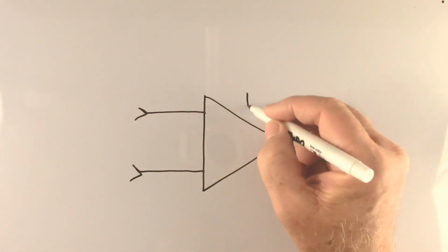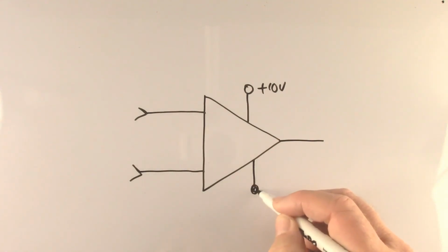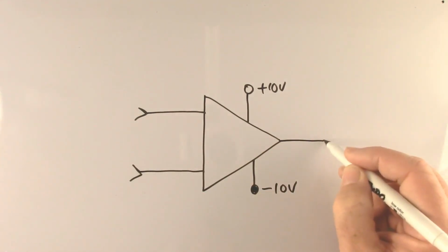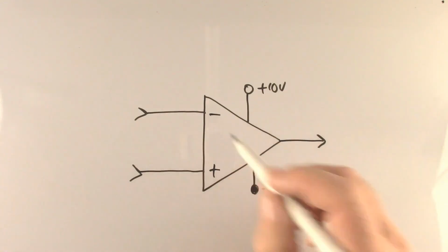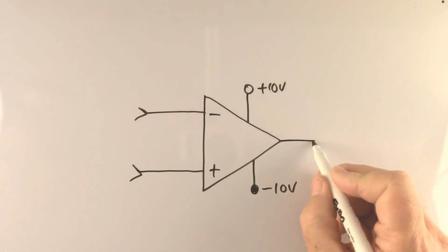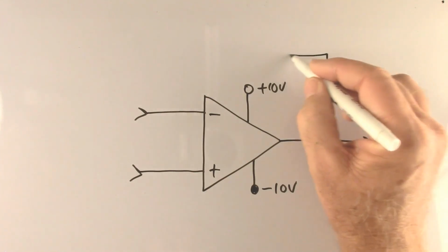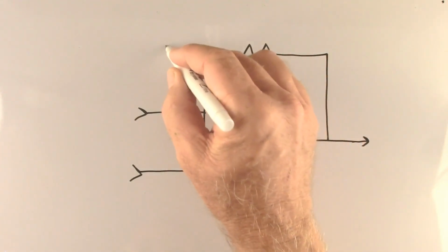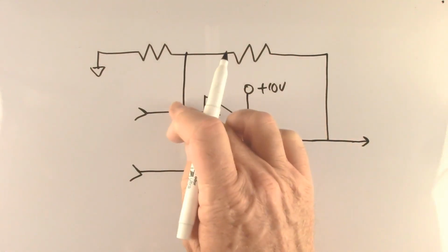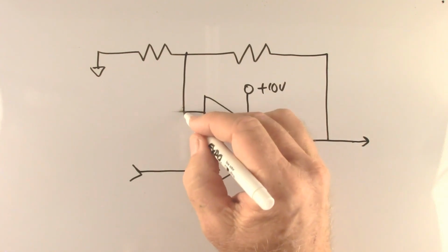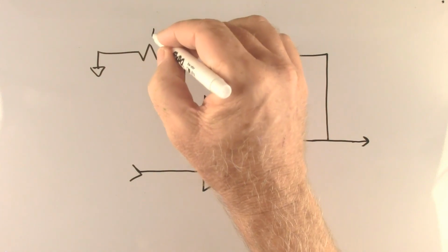Standard op-amp diagram with power supplies. One output, two inputs: the non-inverting input and the inverting input. For the non-inverting amplifier we had a voltage divider in the feedback loop. So that is a non-inverting amplifier. Let's put some values for these resistors.